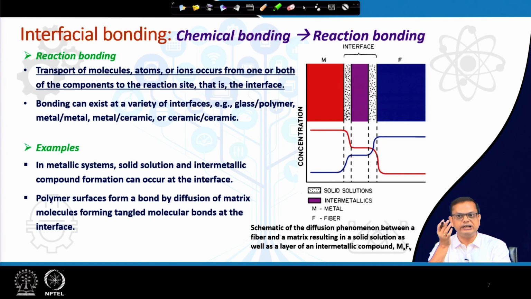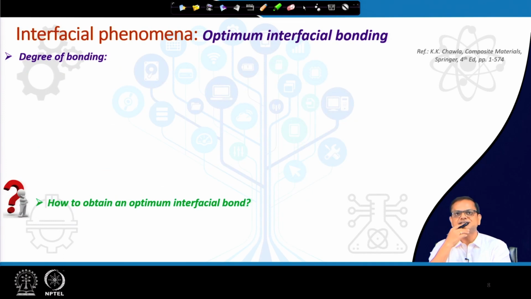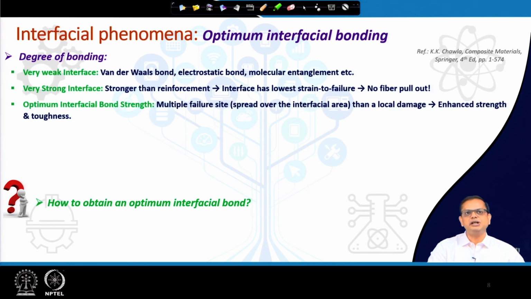Now, once we learnt about reaction bonding or different kinds of interfacial bonding, we talked about mechanical interlocking or mechanical bonding, we talked about chemical dissolution, we talked about reaction bonding. Okay. Now, let us see ultimately how we attain optimum interfacial bonding. So far from our discussion, we have learnt that we can have different kinds of bonding. We can have very weak interfaces like van der Waals force or electrostatic bonding or molecular entanglement. These are weaker bonding. Or we can have an extremely strong interface, okay, like stronger than the reinforcement.